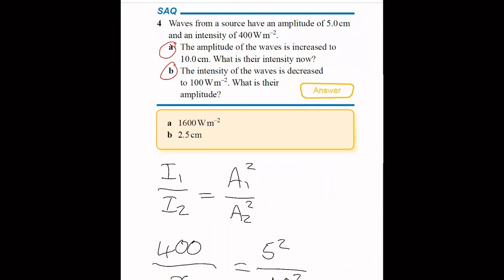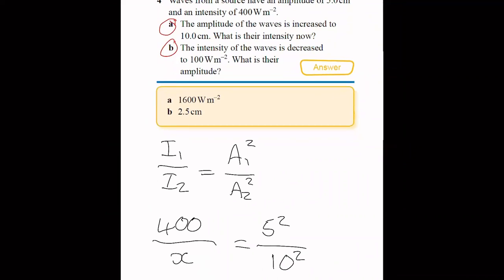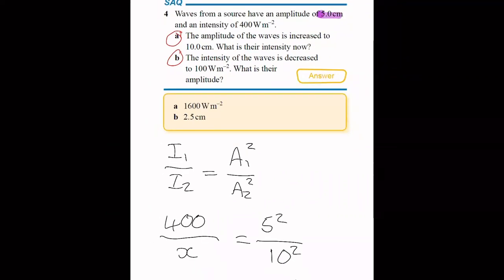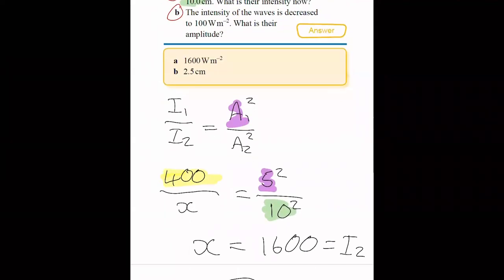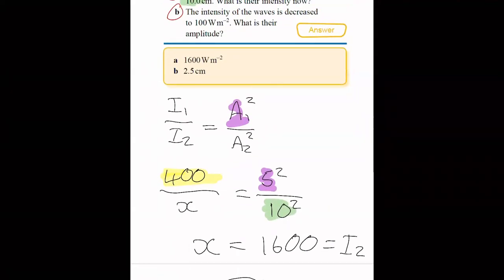what we did was we plugged in the values into the equation. So we took the original length, which is 5. We plugged it in over there as the original amplitude. We plugged in the second amplitude, which was the 10. We put that over there. And we plugged in the original intensity, which was the 400, and we plug that in over there. And then the only thing we don't know is the second intensity, so we can solve for X, and that is how we would do that. Also, for those of you that missed it at home, that's for you.